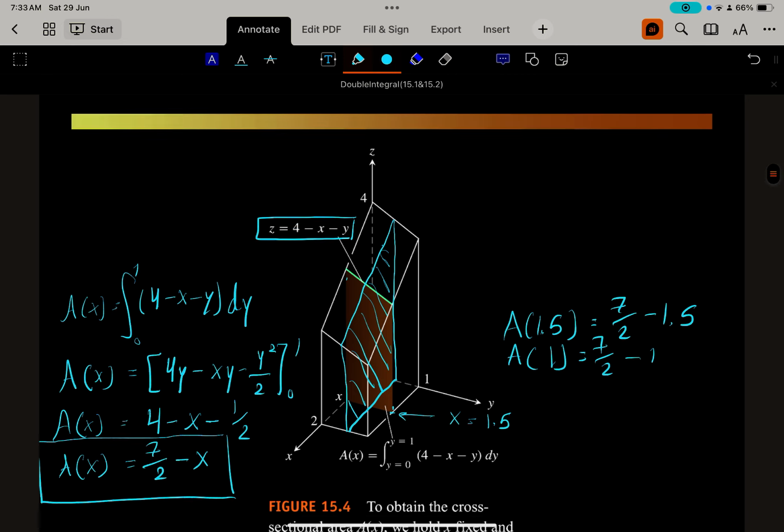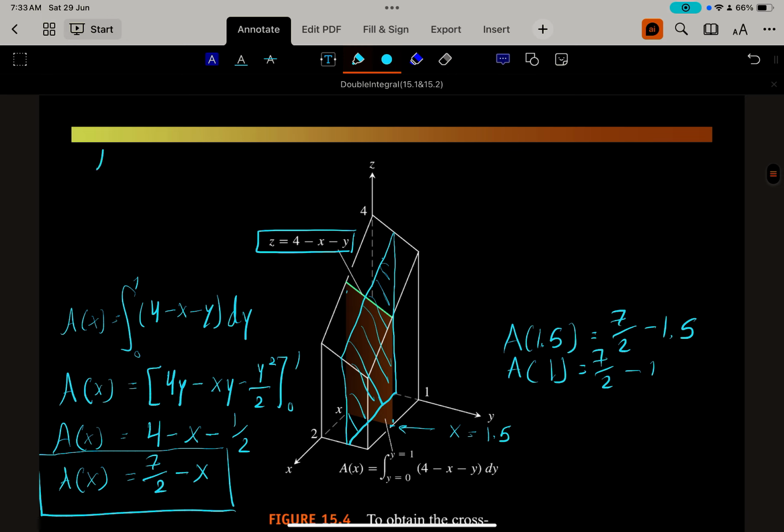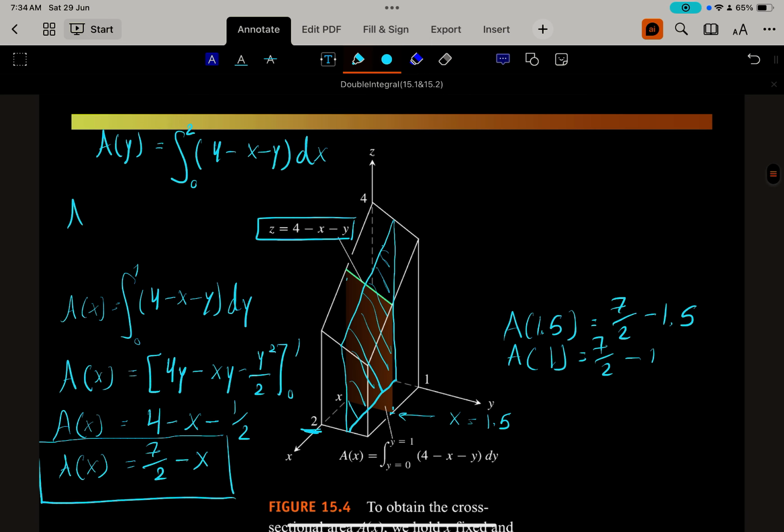Well, that's easy. Basically, I can do A of x. No, now we are doing it with respect to y. So A of y is the integral, now we have it from x equals 0 to 2. As you can see, this is 2, and from 0 it goes up to 2. Then we can integrate with respect to x and hold y constant, exactly as we did, but we're going to change the variables: 4 minus x minus y dx. Now we hold everything constant. A of y is the integral from 0 to 2.